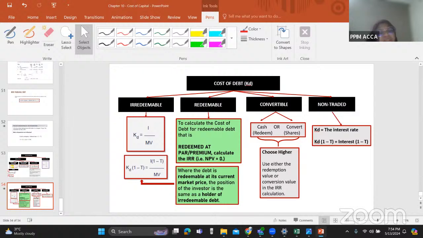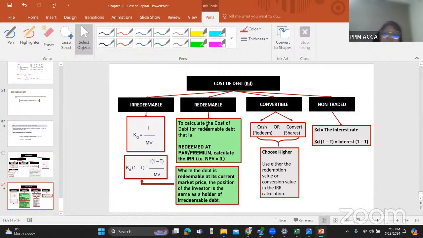So when it comes to a convertible, it's like this. When I'm doing the redemption, I can either give them cash, the person who bought or gave me the debt, or I can give him shares in the company. Whichever one is higher, ideally, we will go for that option.